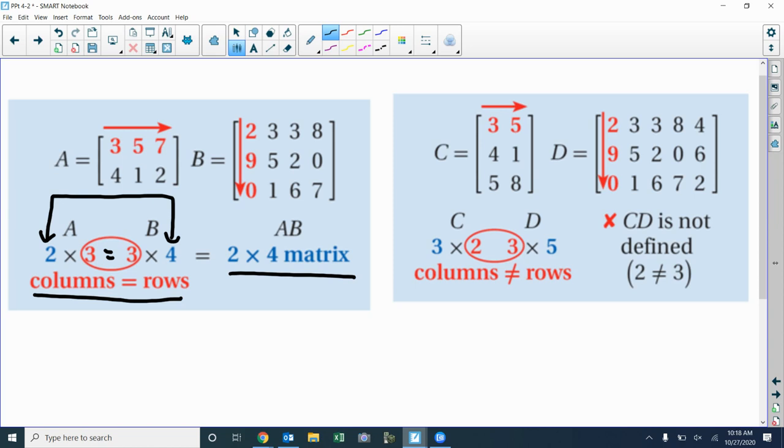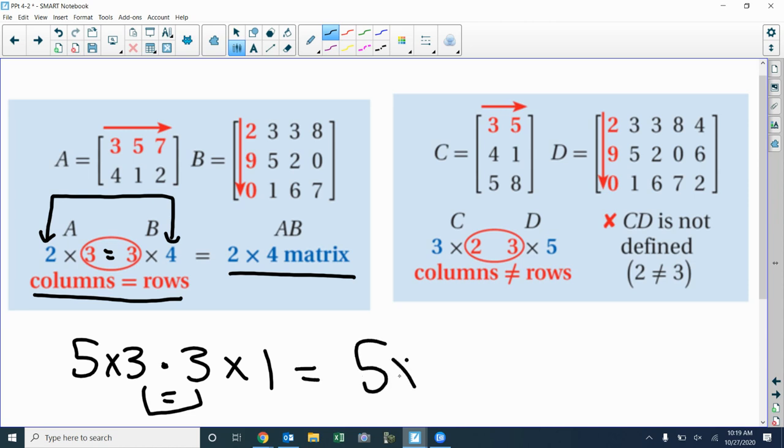And that is it for us today. I'm going to show you how to put it in your calculator now. But that is the crux of things right here. We could have a 5 by 3 times a 3 by 1. These are equal. What's it going to make? A 5 by 1. It seems a little bit odd, but that's how it works.